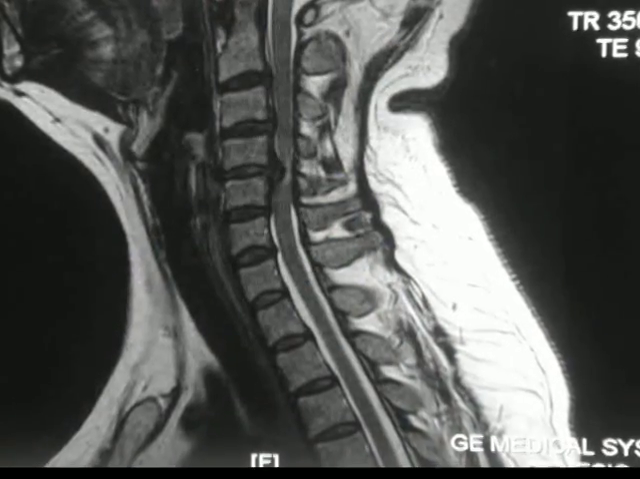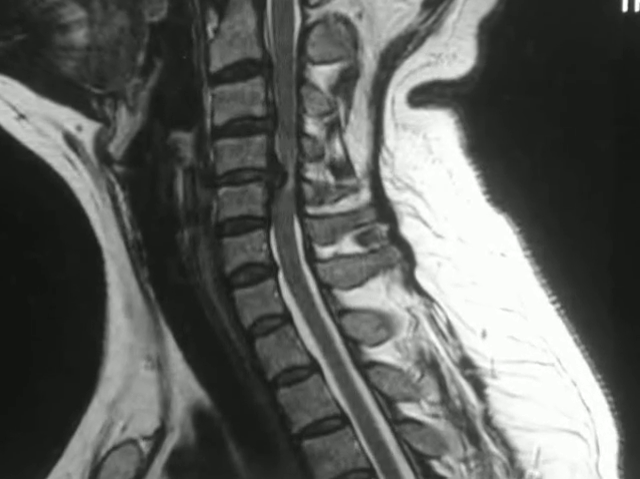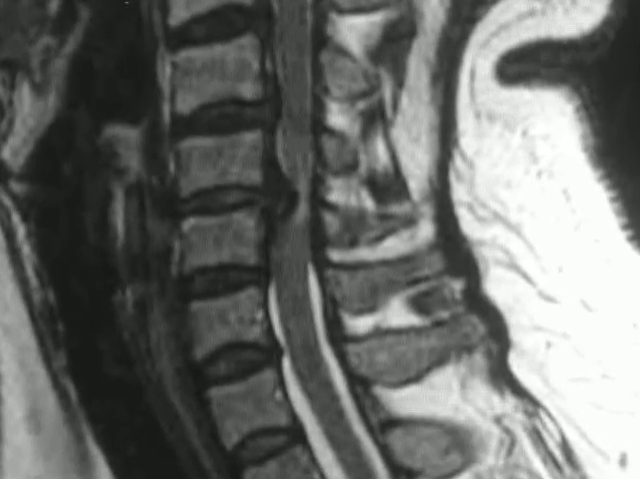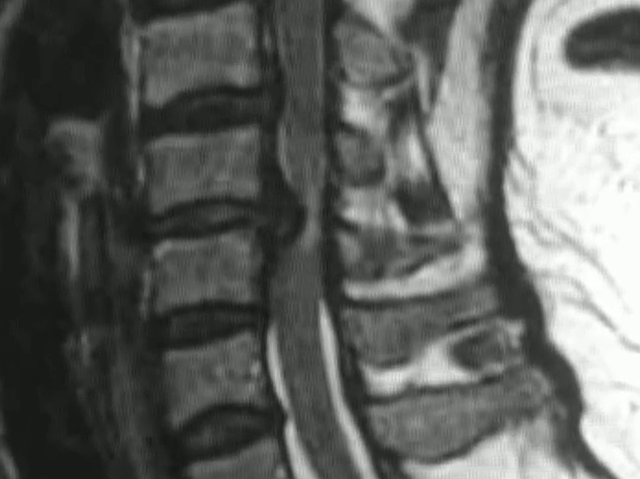This is a side view image of an MRI scan demonstrating a large herniated disc between the C4-5 level, which demonstrates significant spinal cord compression. This patient obviously needs an operation.